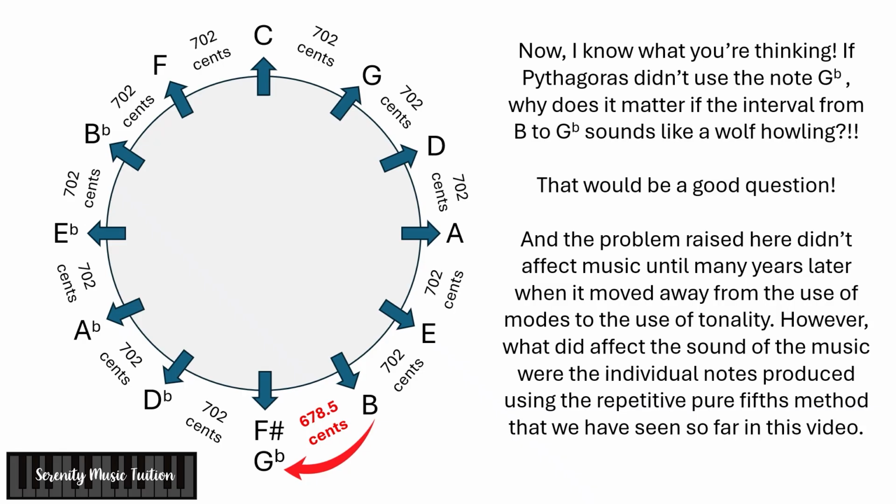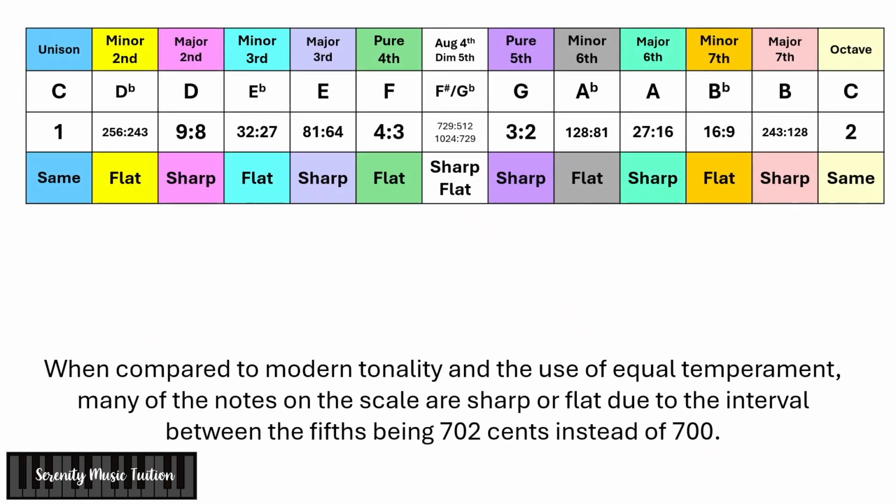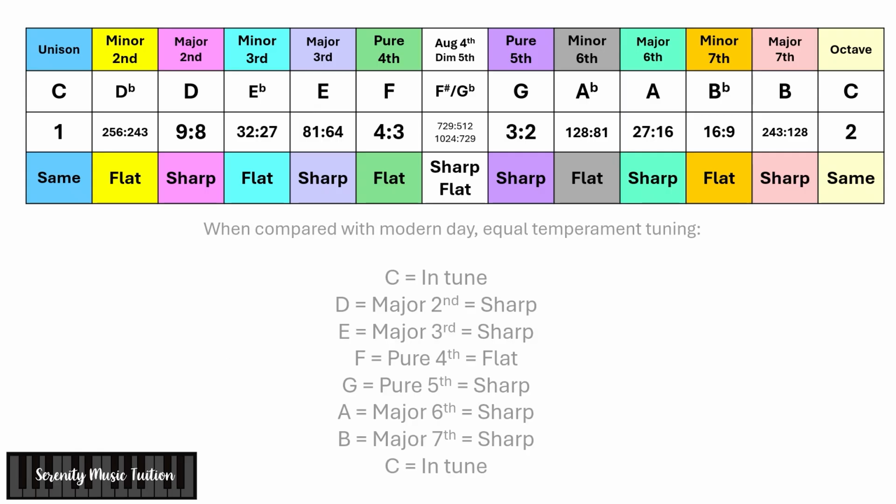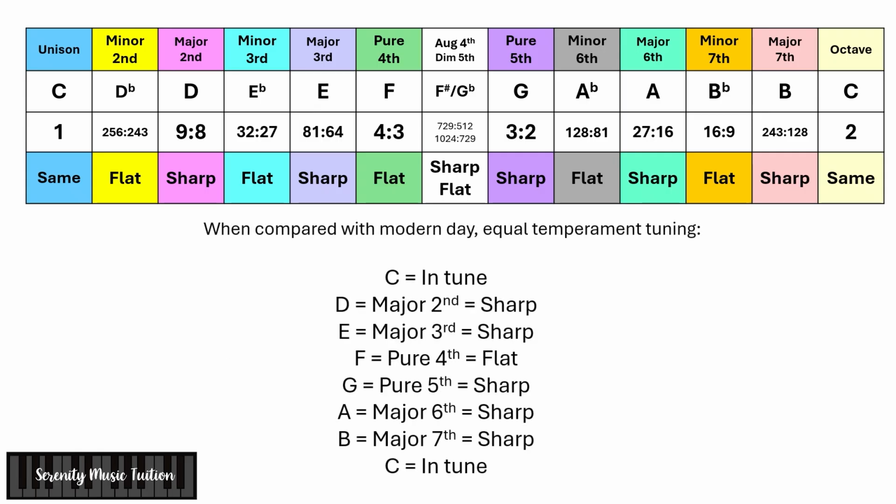However, what did affect the sound of the music were the individual notes produced using the repetitive pure fifths method that we have seen so far in this video. When compared to modern tonality and the use of equal temperament, many of the notes on Pythagoras' scale are sharp or flat, due to the interval between the fifths being 702 cents instead of 700. Let's compare the resulting pitches from the ratios produced from Pythagorean tuning when compared with modern-day tuning in equal temperament. We'll do this using a C major scale or the Ionian mode.